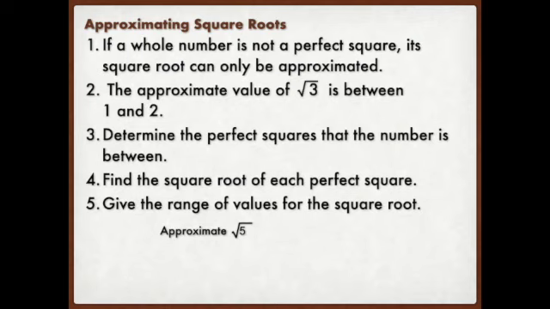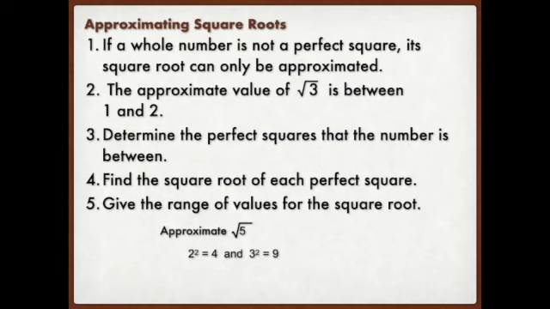So it has to be between the square root of 1, which is 1, and the square root of 4, which is 2. So we're going to determine the perfect squares that the numbers are between. Then we're going to find the square roots of those perfect squares and give a range of values. We are focusing on a range, and a range just means smallest to highest. This is pretty easy if we think about it. Okay, let's talk about the square root of 5. We kind of already did that.